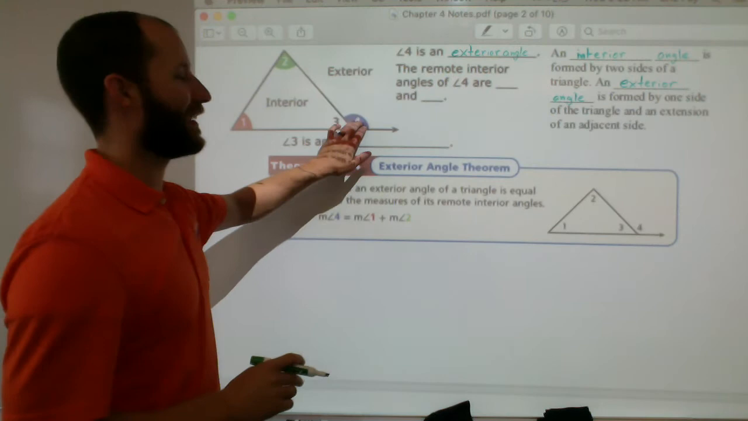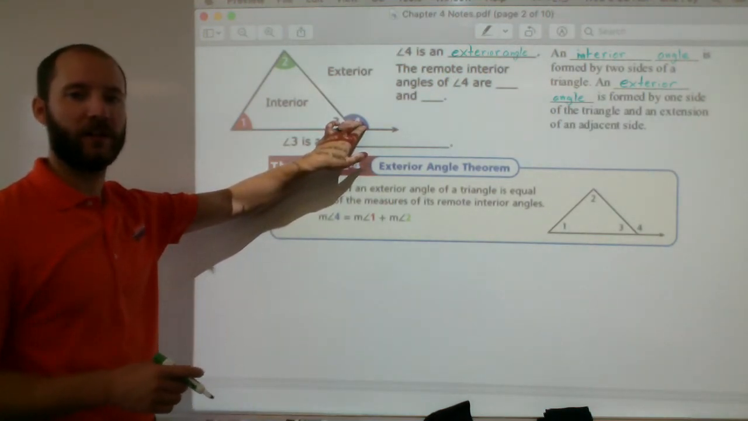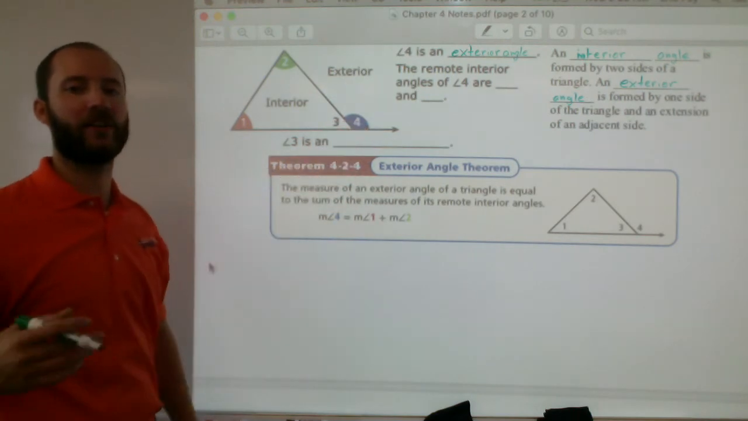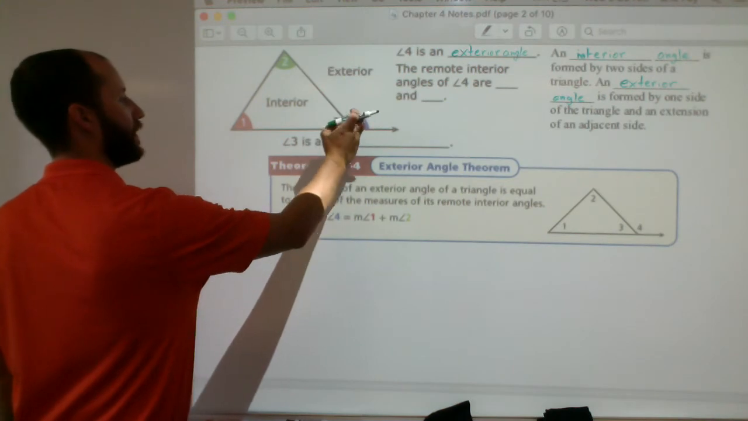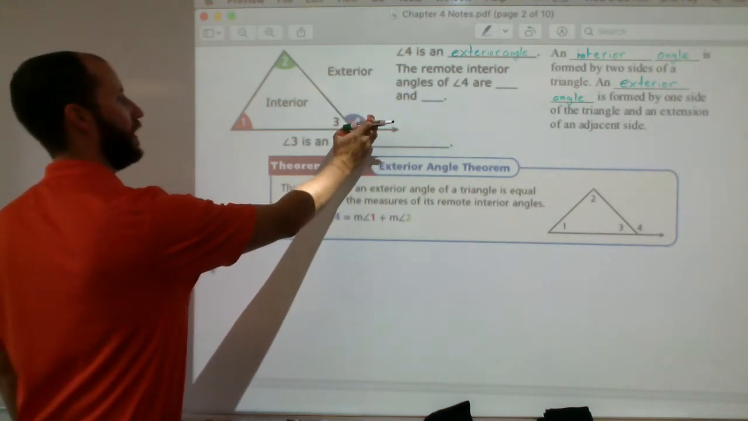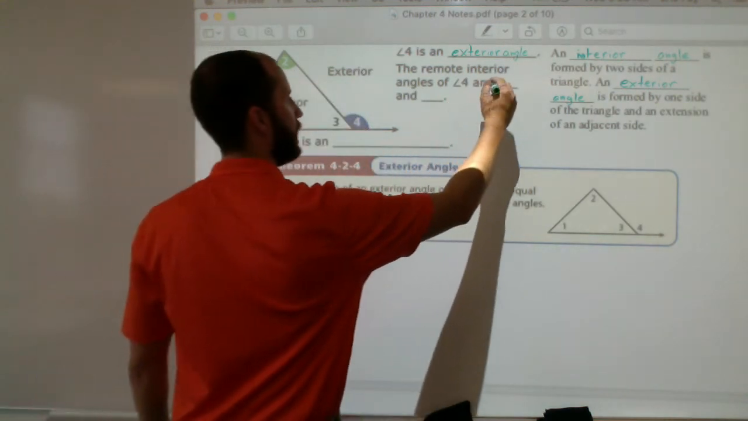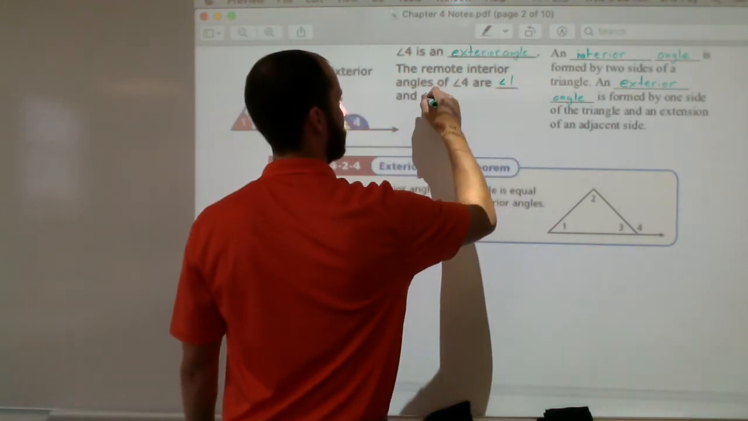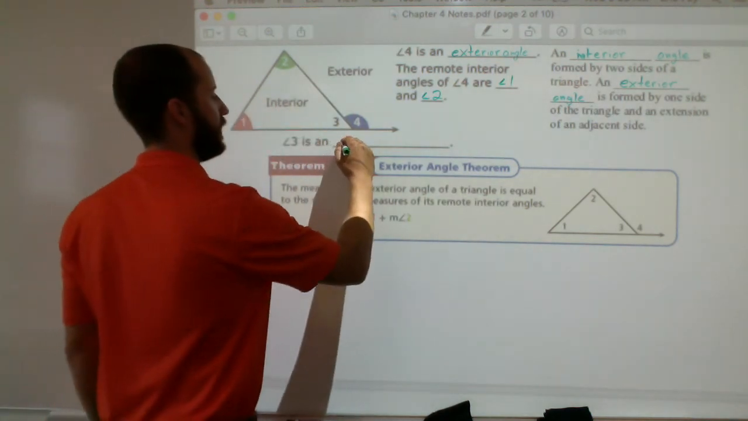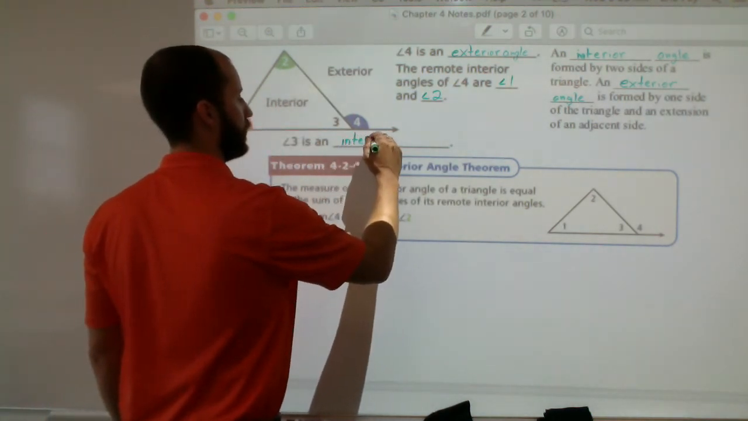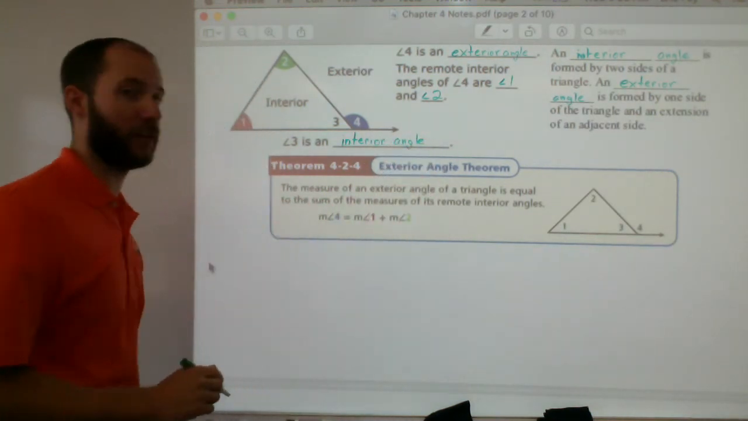So when you have an exterior angle, you also have what we call remote interior angles. They're interior angles that are not next to the exterior. So angle 3 is directly next to the exterior angle 4. That means the remote interiors, the angles that are away from it on the inside, are angles 1 and 2. And then angle 3 is just an interior angle.